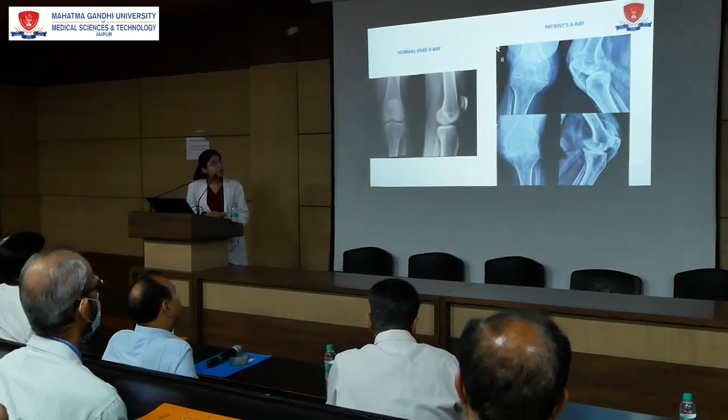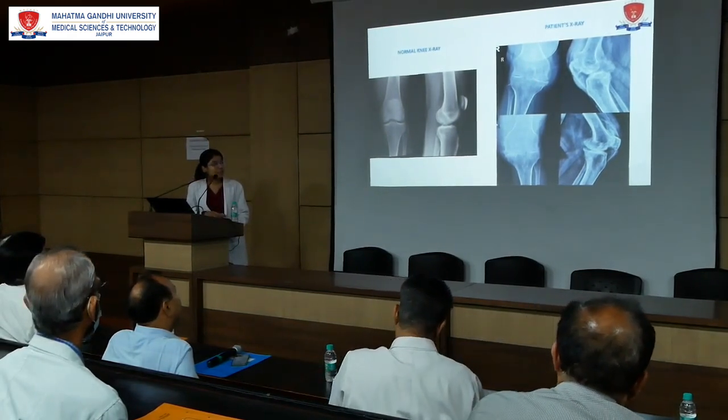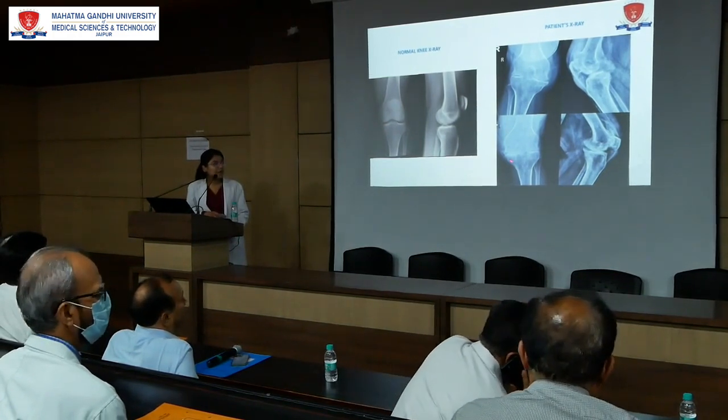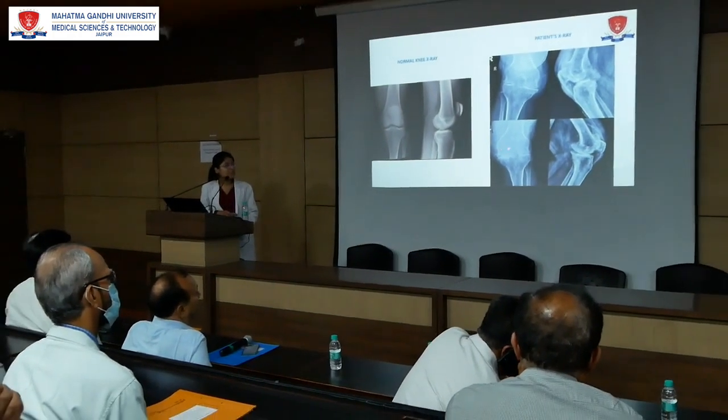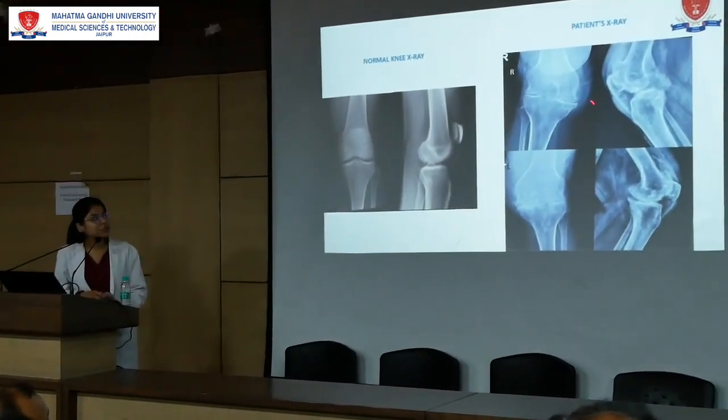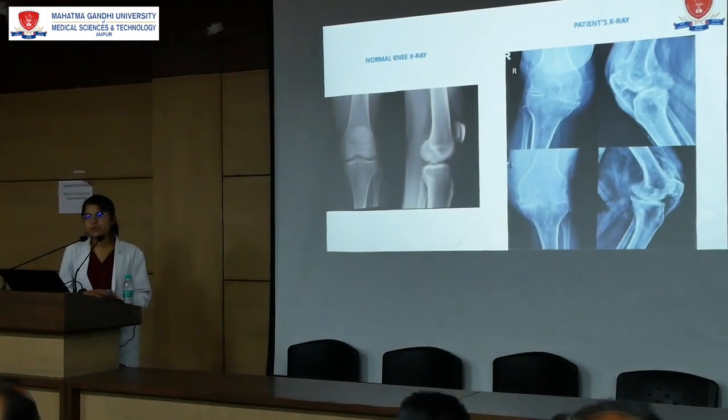There is uniform loss of joint space in bilateral knee joints. There are multiple osteophytes. There is a soft tissue swelling around the knee joint. There are some subchondral cysts and sclerosis noted in the knee joint. There is medial deviation of the joint, suggestive of genu valgum deformity.